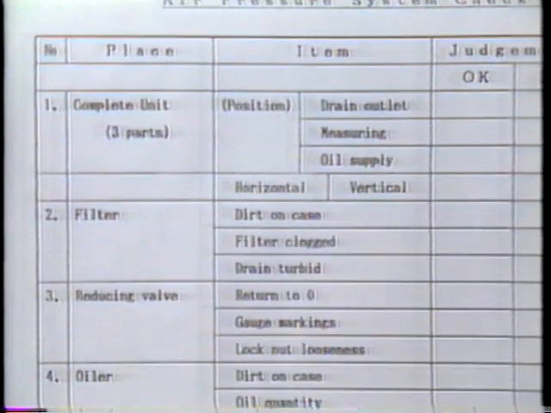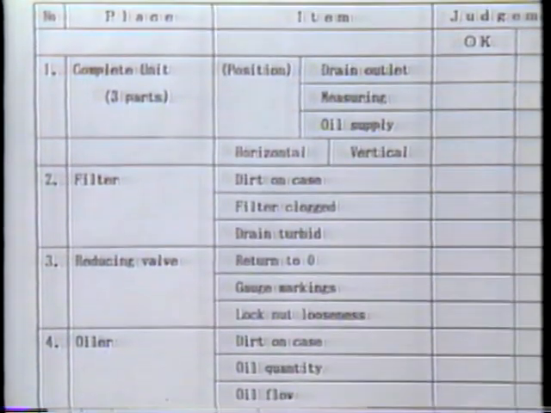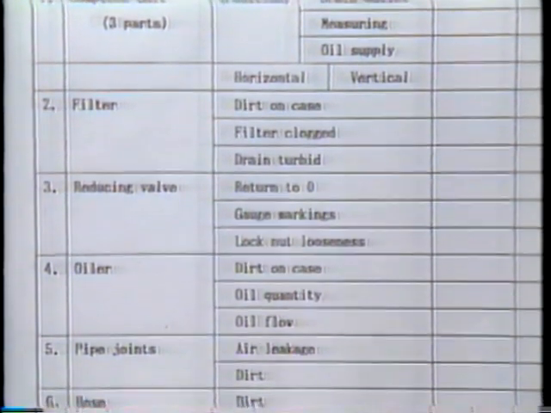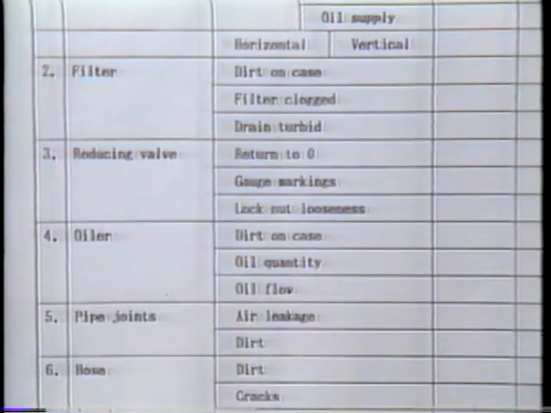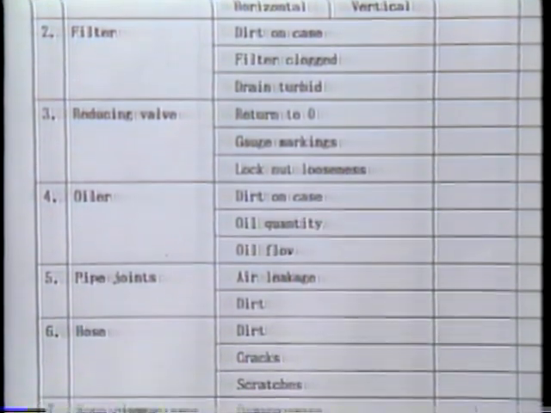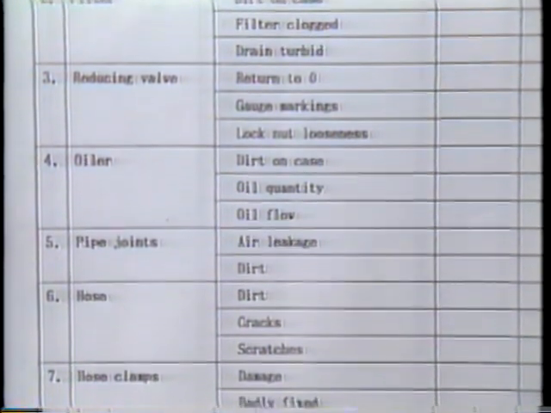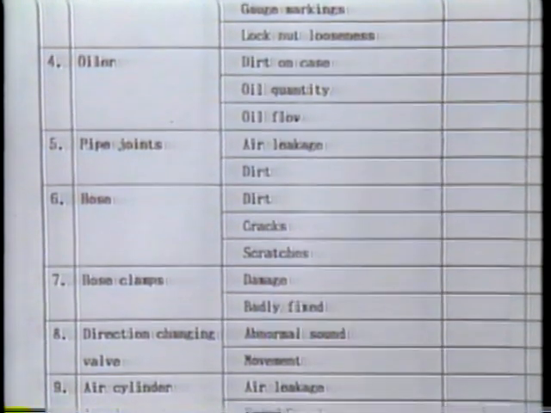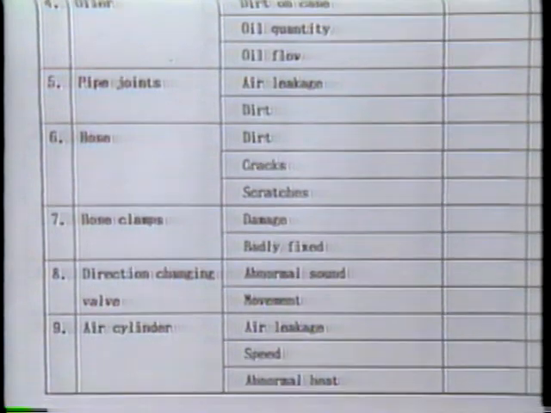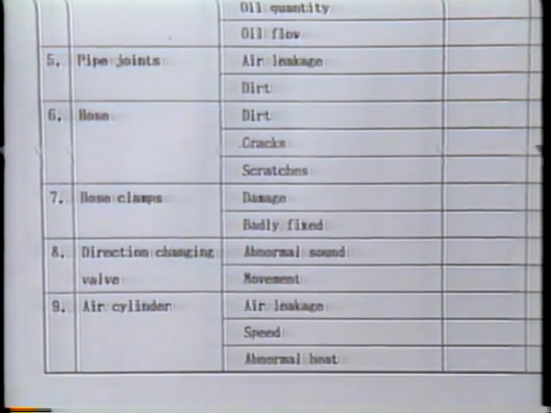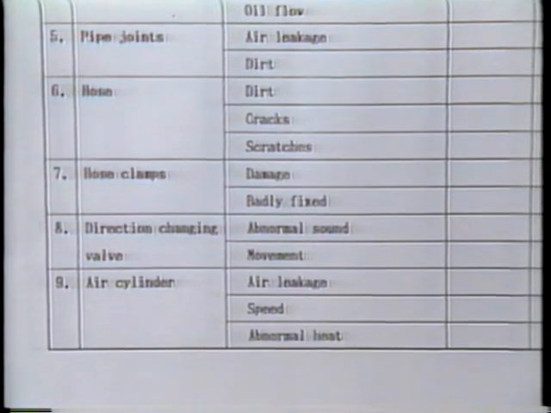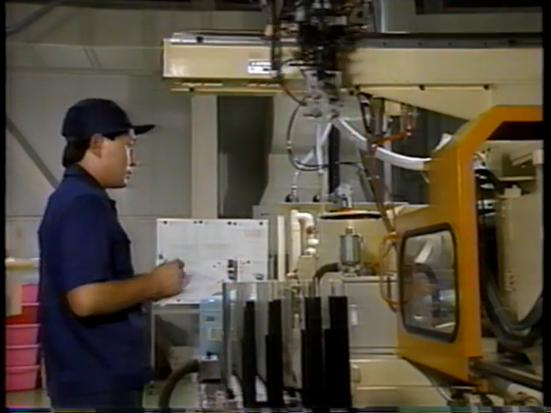This is the checking order. 1. The complete unit. 2. The filter. 3. The reducing valve. 4. The oiler. 5. The pipe joints. 6. The hose. 7. The hose clamps. 8. The direction changing valve. And 9. The air cylinder. Checklists like this for each system are invaluable in order to implement regular and efficient checking.